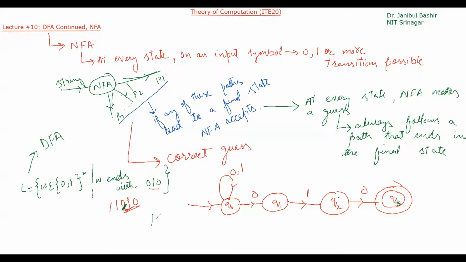Now let's take another string. Give this string as input. Is this particular string accepted by this NFA? This should not be accepted because it does not end with 0, 1, 0. So 1 comes, 1 means it will remain here. 0 comes, it has two choices. It will remain here or it will go to Q1. In any of the choices, whether it remains here or goes here, you will see that all the possible paths, no path will lead to a final state. So this NFA won't accept this particular string.